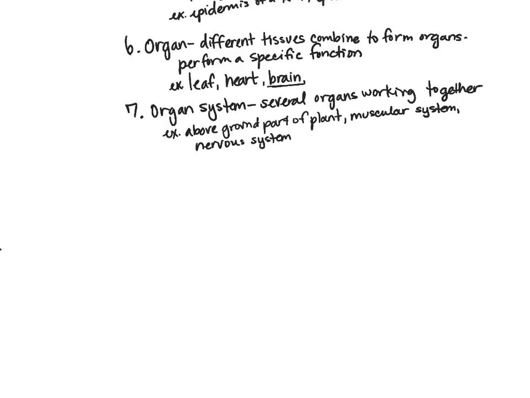And so if we take different organs and put them together, we have the different systems. So we have the cardiovascular system, we have the urinary system, we have the skeletal system. So these are our organ systems. Now, if we take all of the organ systems, like the muscular system, the nervous system, the skeletal system, and put those together, then we get what's called the organism.